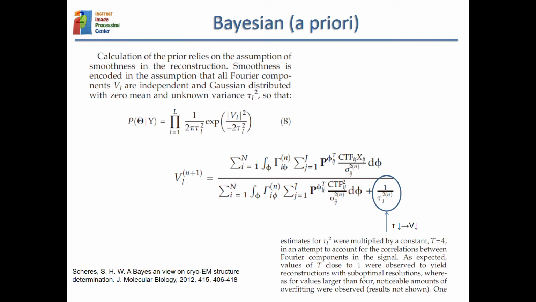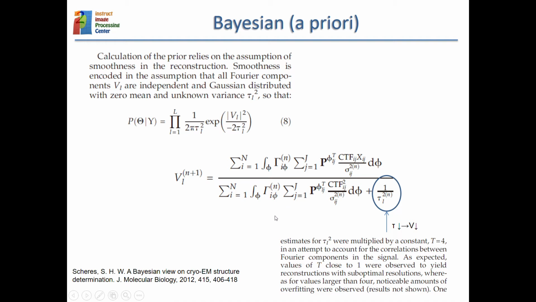This Bayesian approach that we have in the field makes the assumption that the Fourier components are independent and Gaussianly distributed with zero mean and unknown variance. This unknown variance goes in the denominator of the update of the volume, so the estimates are multiplied by a constant, and if you lower this constant, then at the end the effect is a low pass filter of the volume.